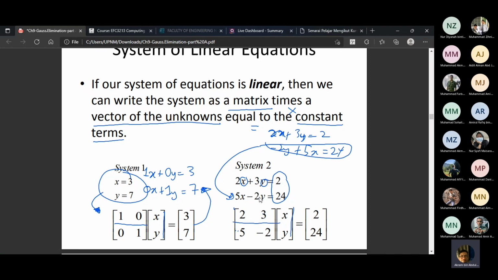So ini 2x tambah 3y sama dengan 2. 5x tolak 2y sama dengan 24. You darab, sepatutnya you akan dapat balik this equation. Tapi kalau you multiply this matrix, tak dapat balik equation yang asal, maknanya ada yang silap kat sini lah. Terutama kat sini lah. Kat matrix yang kau bentuk ni ada kesilapan.